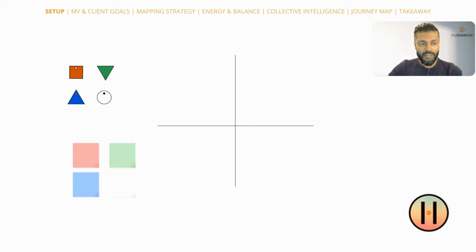To give you a quick overview of what they mean, each one is completely different. In a lot of ways, the square represents everything that's solid and material, the earth element. The one pointing downwards represents the water element, or everything that's liquid, things about feelings and emotions.